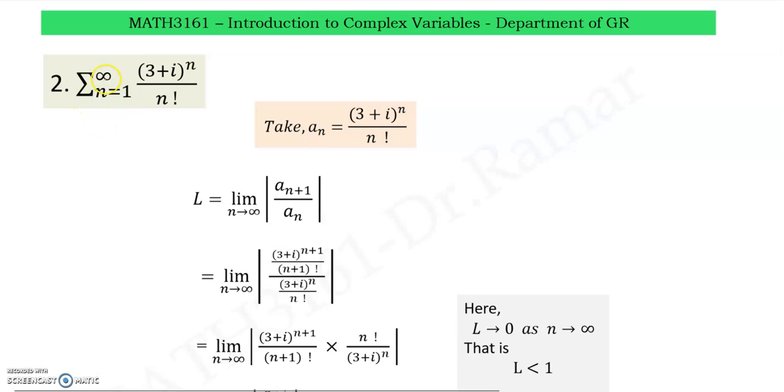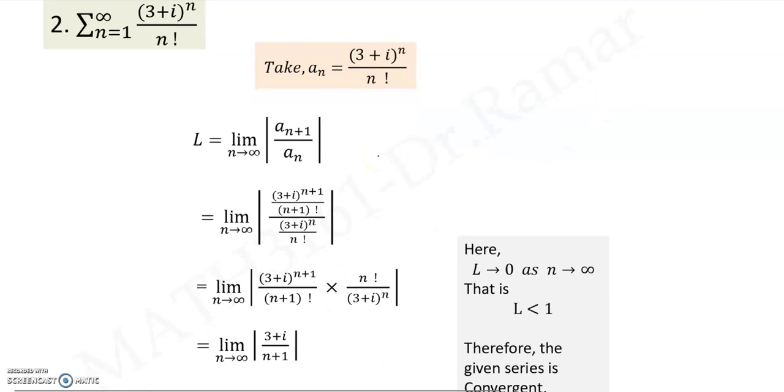Now you see the second question. Sigma n equals 1 to infinity (3+i)^n divided by n factorial. Okay, now you take it as a_n equals (3+i)^n divided by n factorial. Okay, what the ratio test says, we have to find limit n tends to infinity modulus of a_{n+1}/a_n, then fix that as L. Okay, now here what is a_{n+1}? See here, in a_n you replace n by n+1, so that is a_{n+1}. That's what we are doing here.